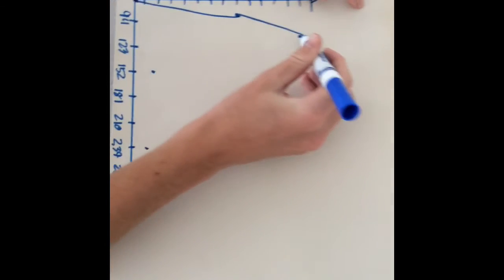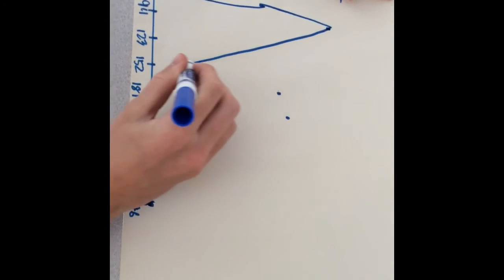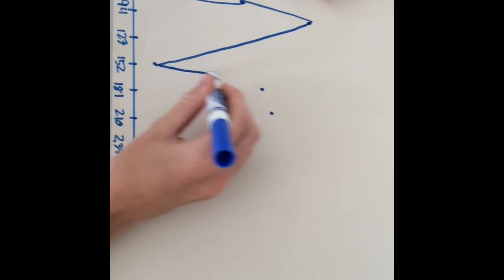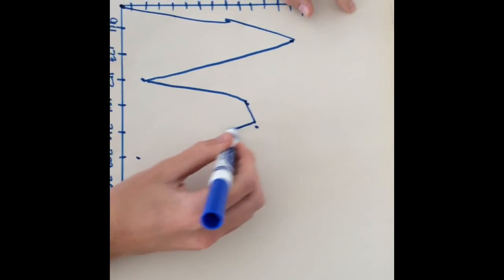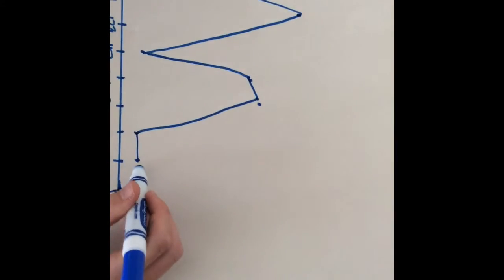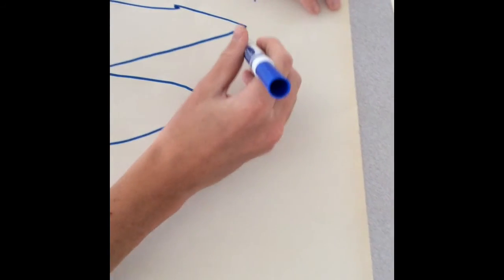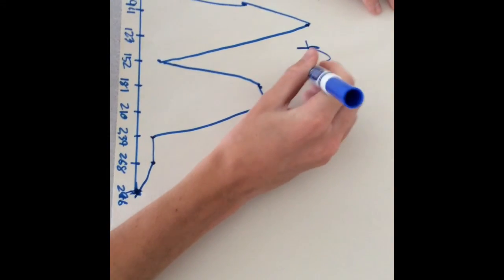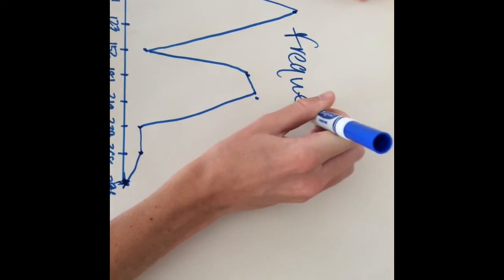Then we go there. Down, up, sideways, up, down, side, down. And end at zero. And that is how you make a frequency polygon.